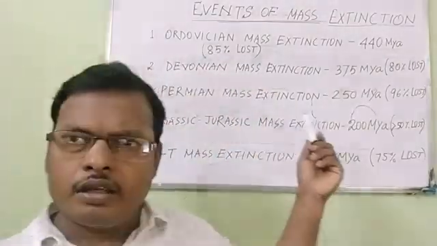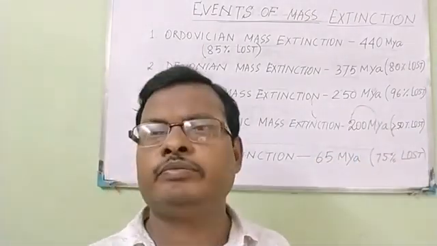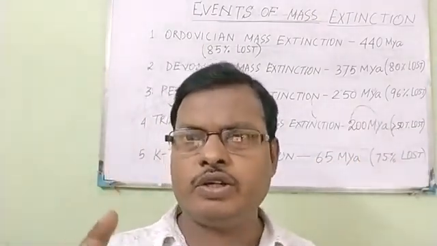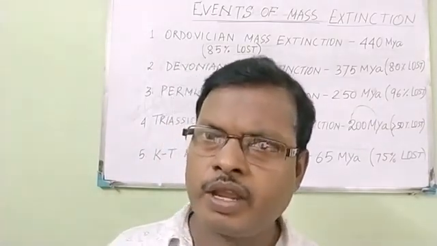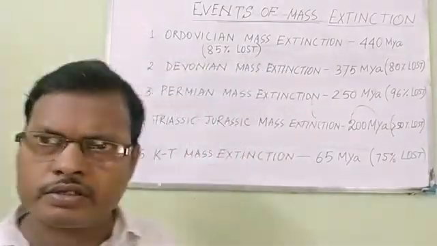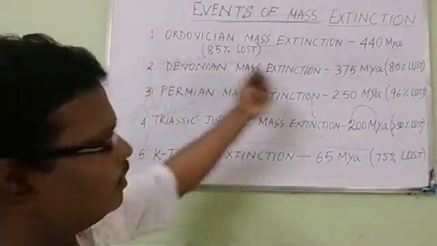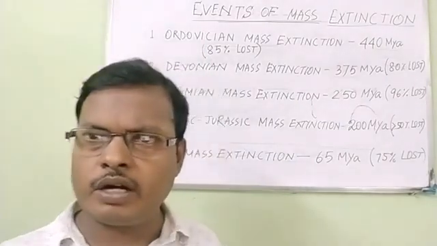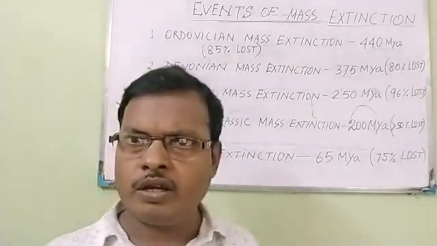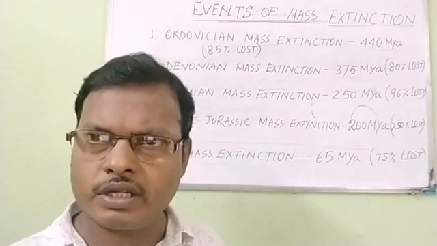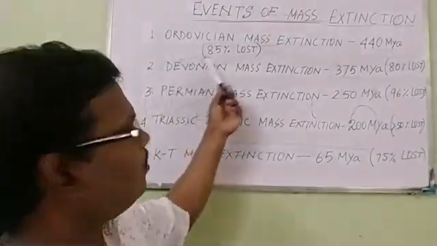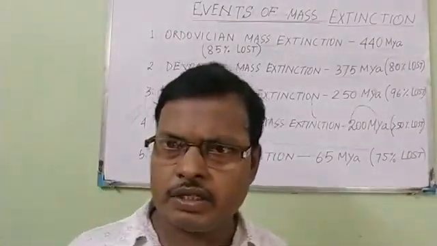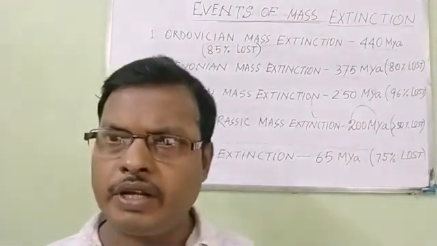In the geological times, 5 major events of mass extinction are described by paleontologists. These are the Ordovician mass extinction that took place about 440 million years ago, or 44 crores years ago. About 85% of the existing species during that period disappeared from the earth's surface.